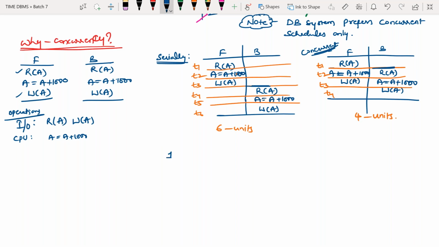Here I am writing the positives. Why concurrent schedules? First reason, shorter waiting times. Because in serial execution, B waits for 3 units of time, but in a concurrent schedule, B waits only 1 unit of time. Second, serial execution takes 6 units of time, while concurrent execution takes 4 units of time. So execution time is reduced, which means faster execution is possible.